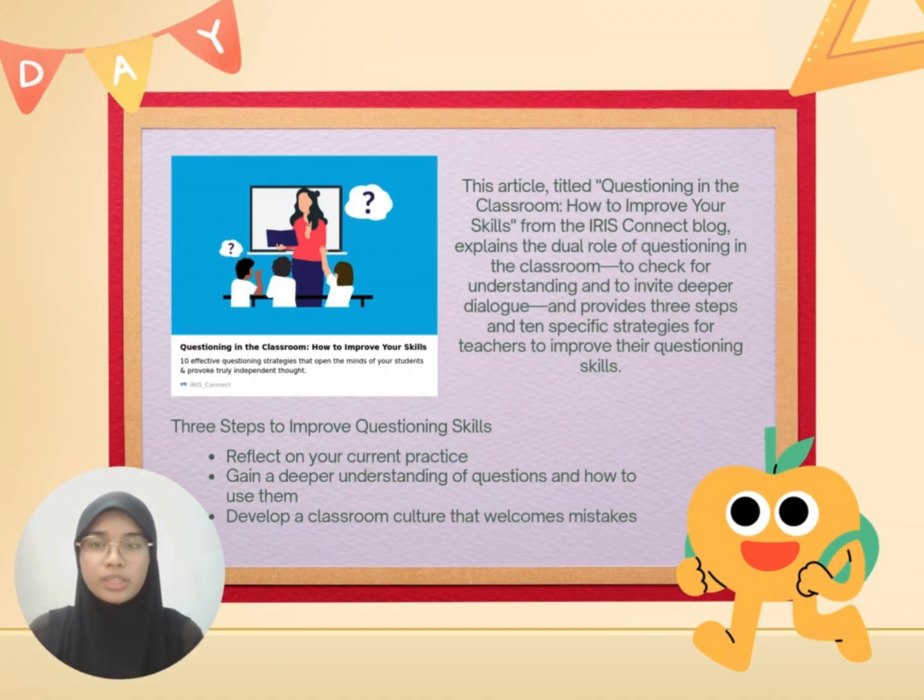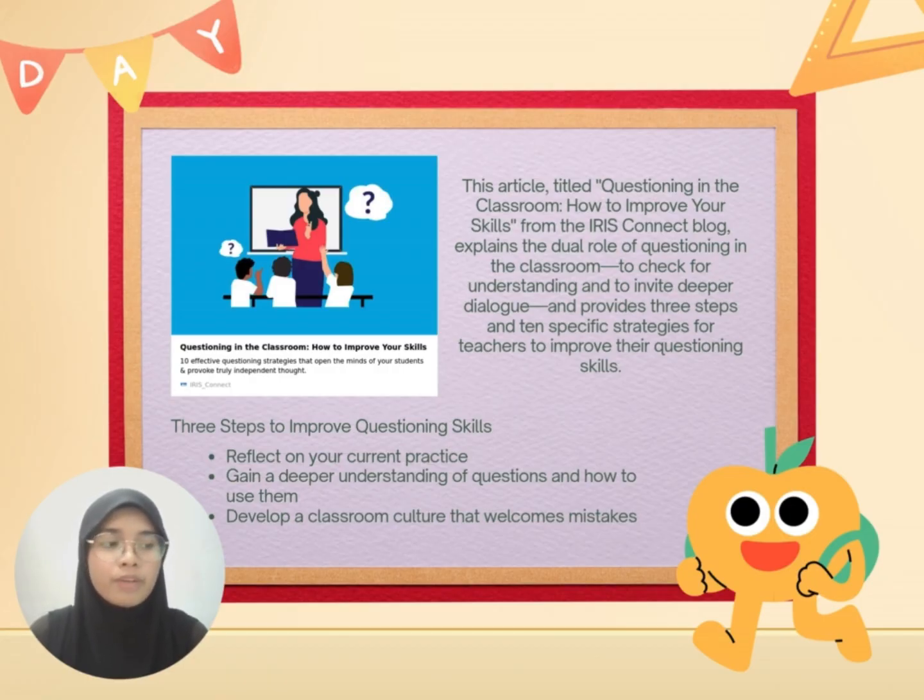So the 3 steps to improve questioning skill: first, you must reflect on your current practice, where teachers should be honest in assessing their current habits, such as their ratio of higher-order versus lower-order questions and the amount of wait time they offer their students. The second one is to gain a deeper understanding of questions and how to use them by studying concepts like Bloom's taxonomy, which can encourage a wider use of language like summarizing and explaining, and also provide support for students to extend their answers.